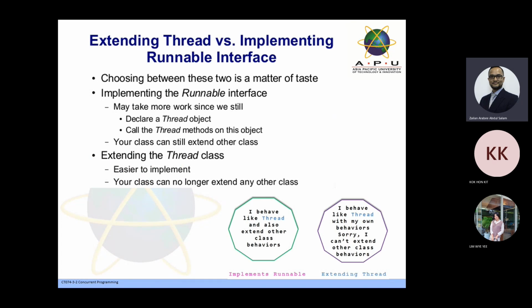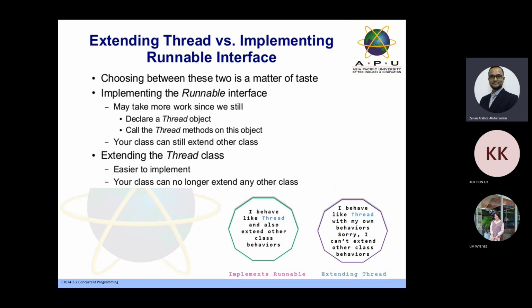So here's the main difference between the two. Also, you might need to answer this in the exam. When would you choose one way over the other? When would I choose extends? When would I choose implement runnable? Yeah. So it's your call as the programmer. That's why it says a matter of taste. So basically, you choose implement runnable if you need to extend from another class. But this one requires a little bit more work. So next week, we'll talk about that extra work that we need to do.